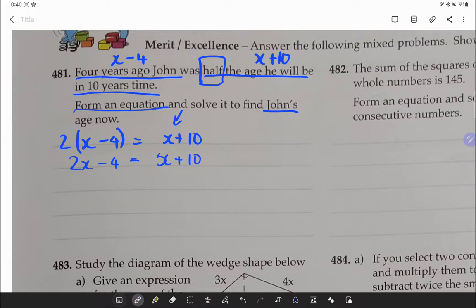So I'm going to minus an x from both sides. So that 2x becomes 1x and that's gone. And I'm going to move the 4. I'm going to add 4 to both sides. So that, instead of a 10, becomes a 14. He is 14 years old. Next one.